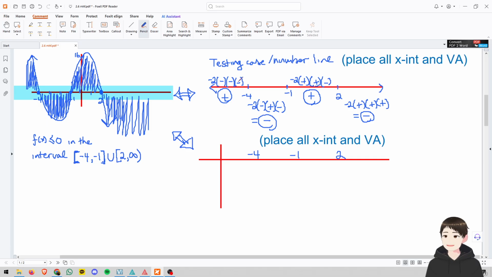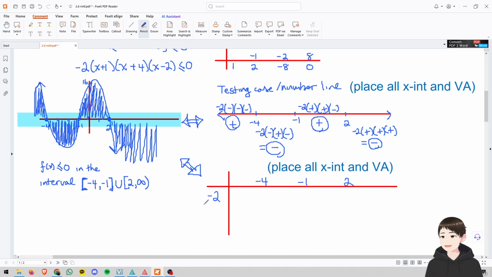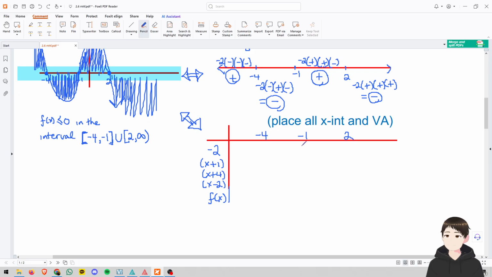And instead of a number line where you do all the brackets as is, I actually take every possible factor or value that could change signs, and I place it all in one location. And then I finish with the overall function. So -2, x plus 1 was one of the factors, x plus 4 was one of the factors, x minus 2 is one of the factors, -2 is one of the factors, and so I place all the factors on the left. And now I do what I did in the number line. I choose a number.